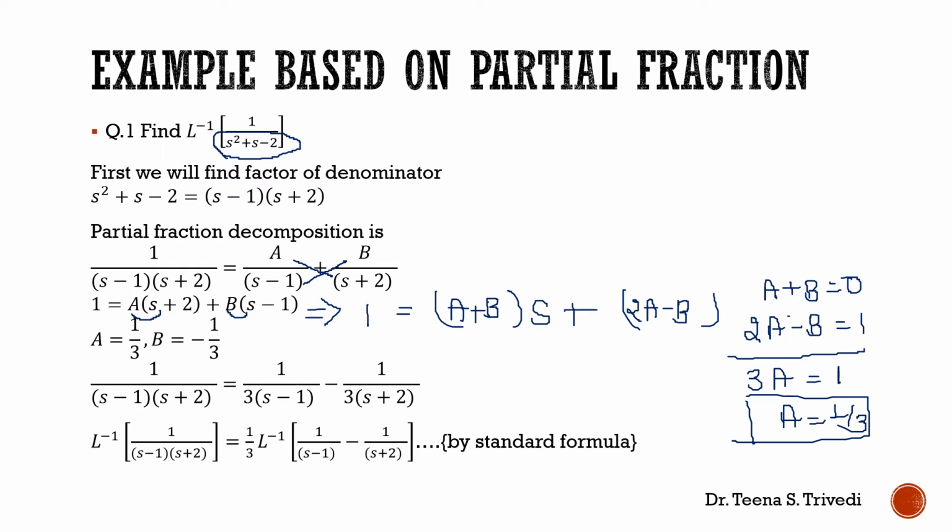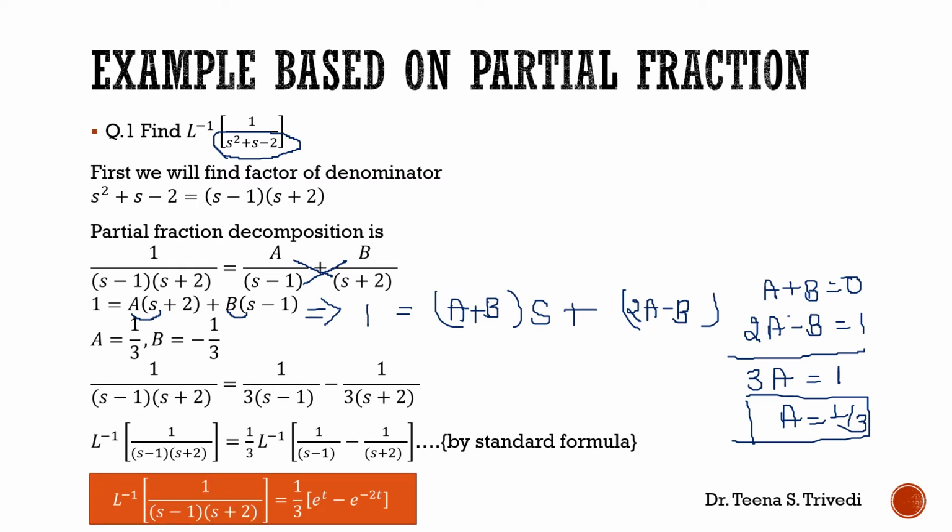If you are not aware of the standard formula, you can watch the previous video where I discuss the standard formula and how to solve questions on it. So the standard formula for 1 upon s minus a in inverse Laplace transformation is e raised to power at. So here we have the value 1, so e raised to power 1t, and here we have the value plus 2, so e raised to power minus 2t.